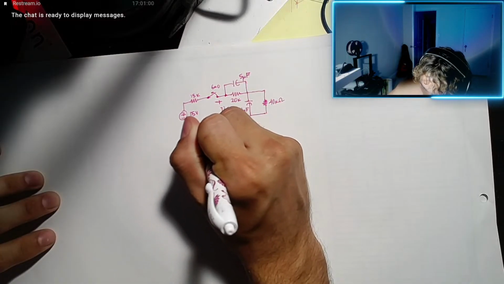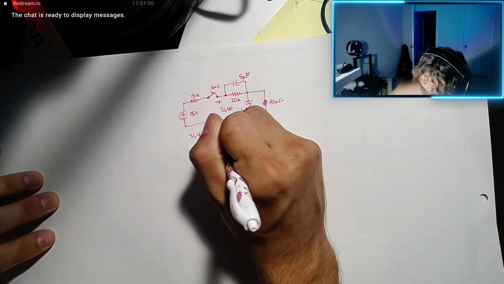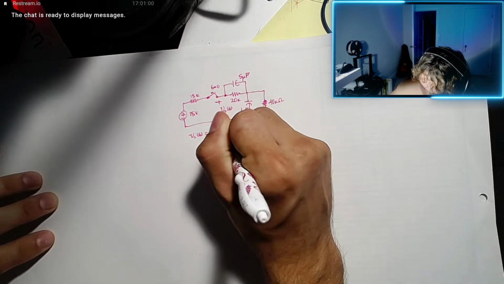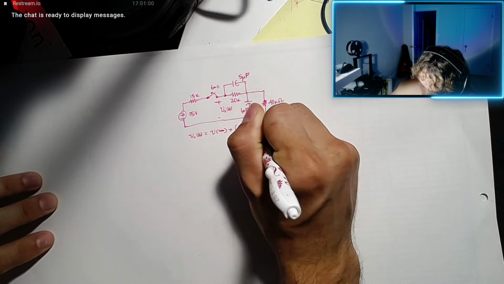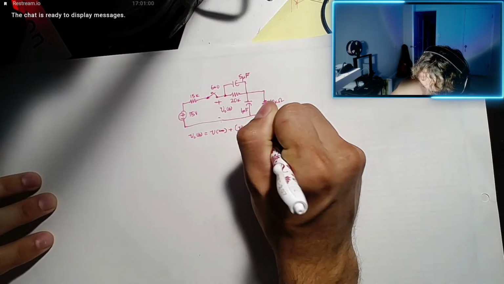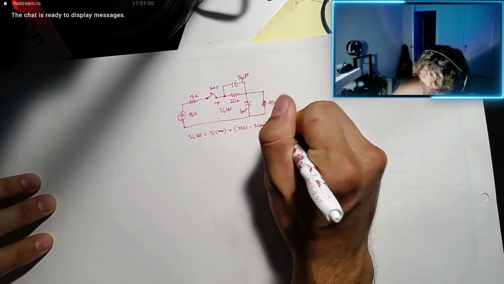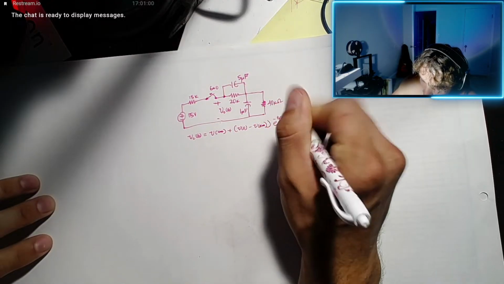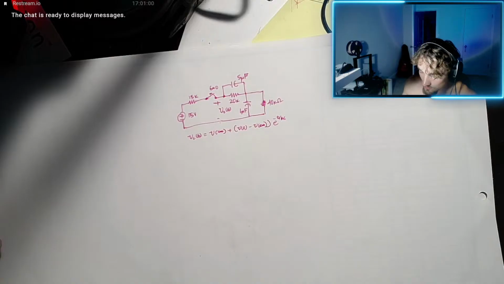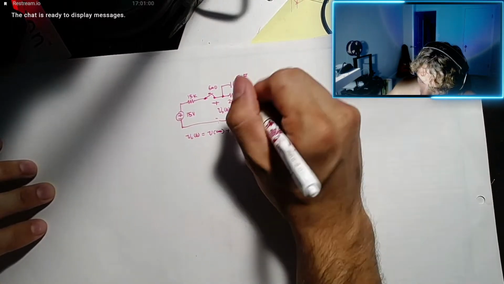So VC of T equals V infinity plus V naught minus V infinity, I believe this is right, multiplied by e to the negative t divided by RC, or tau. Tau equals RC. Okay, so this is our equation here.